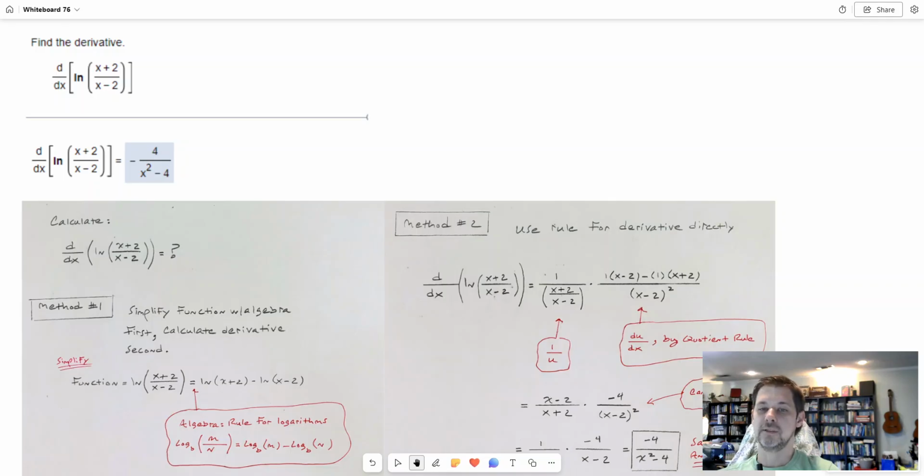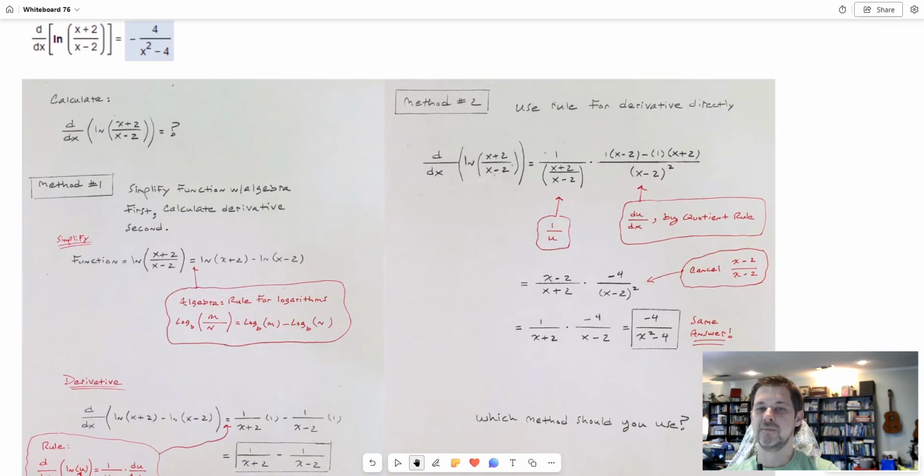So here goes. It says, can you find the derivative with respect to x of natural log of (x plus 2) over (x minus 2)? So that's our initial prompt.